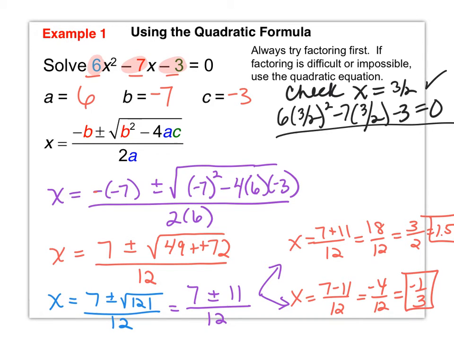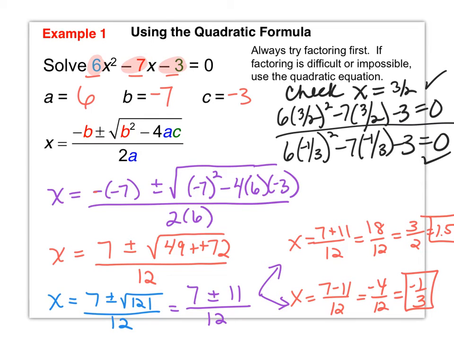We can also check x equals negative 1/3 by plugging in negative 1/3 where you see an x in the original equation. Again, you can go through, simplify that, and you will find that that does equal 0 as well. So both of our solutions do work. The check step verifies they're both solutions to the original equation.